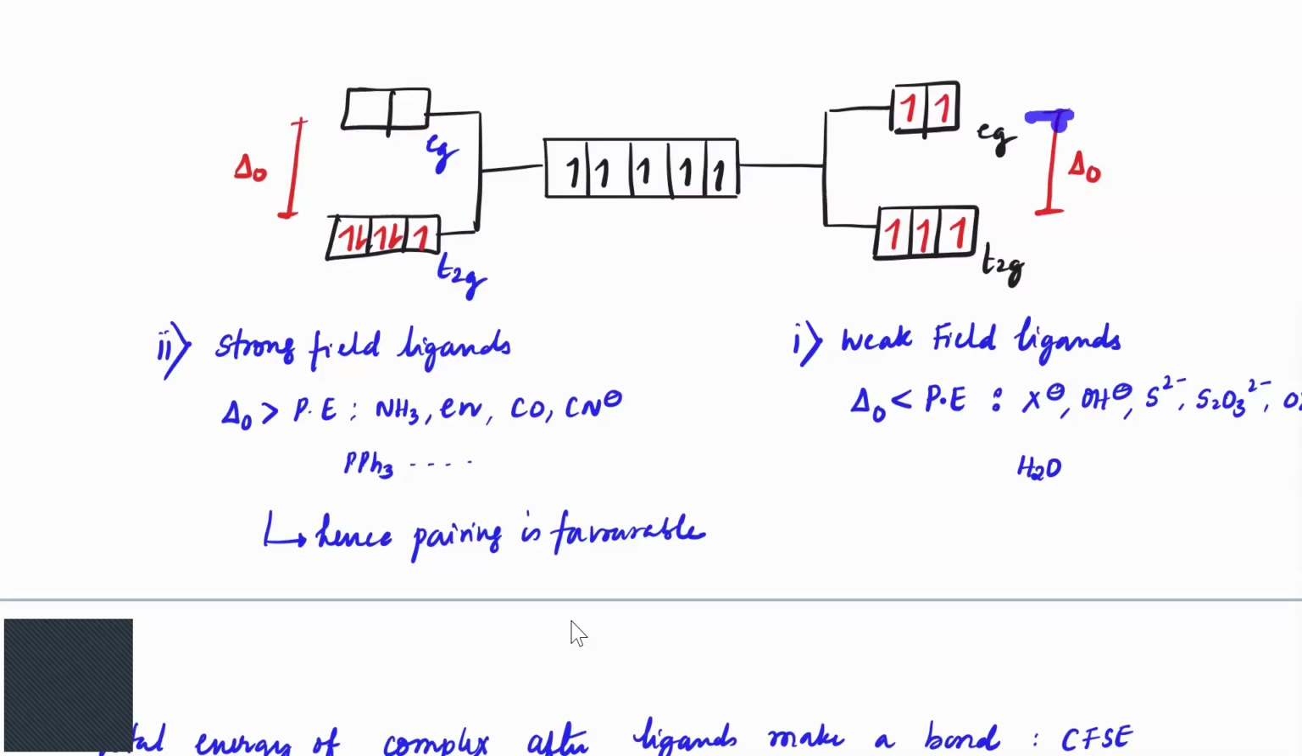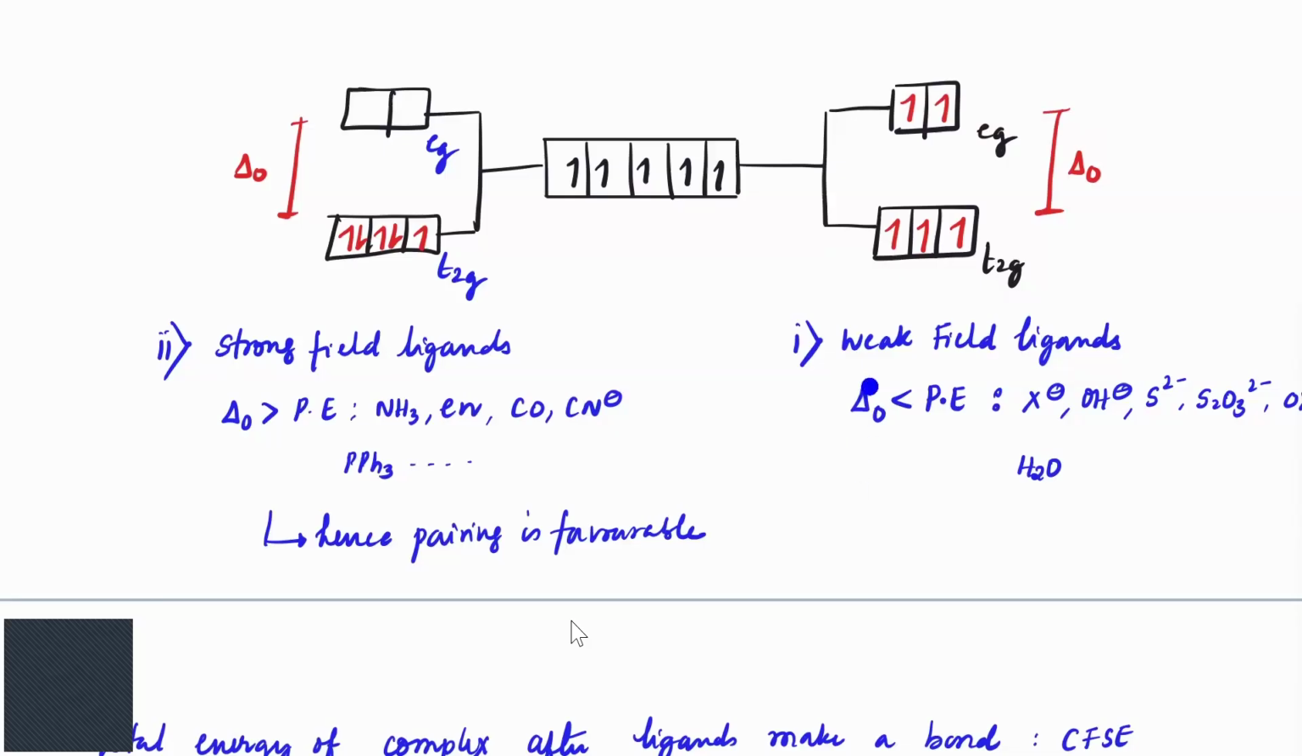But if the delta naught value is smaller, that means there is not a large splitting of energy here, then that usually happens with weak field ligands. And this time the fourth electron will go to the higher orbital by violating the Aufbau's rule. Now, how and when is the Aufbau's rule violated here?